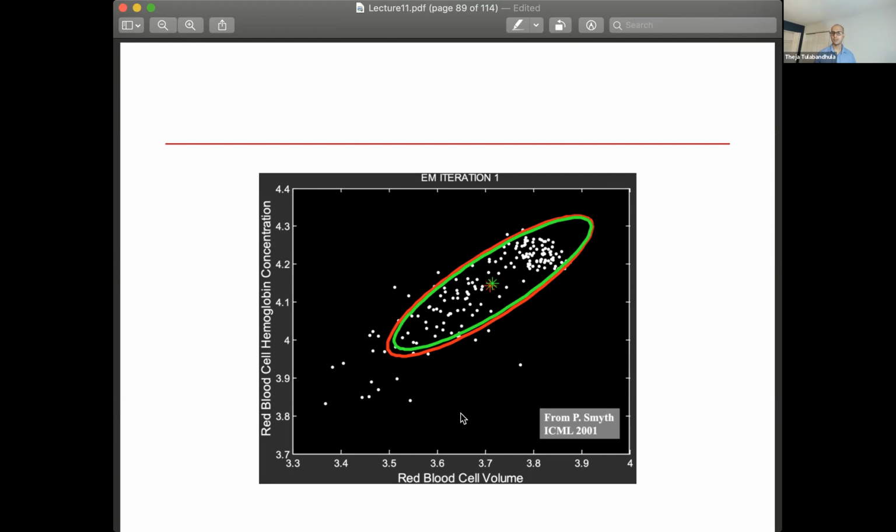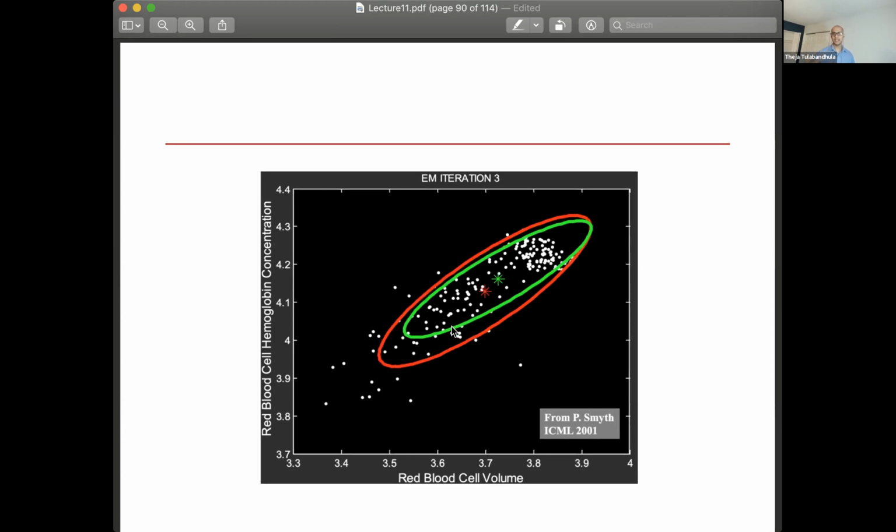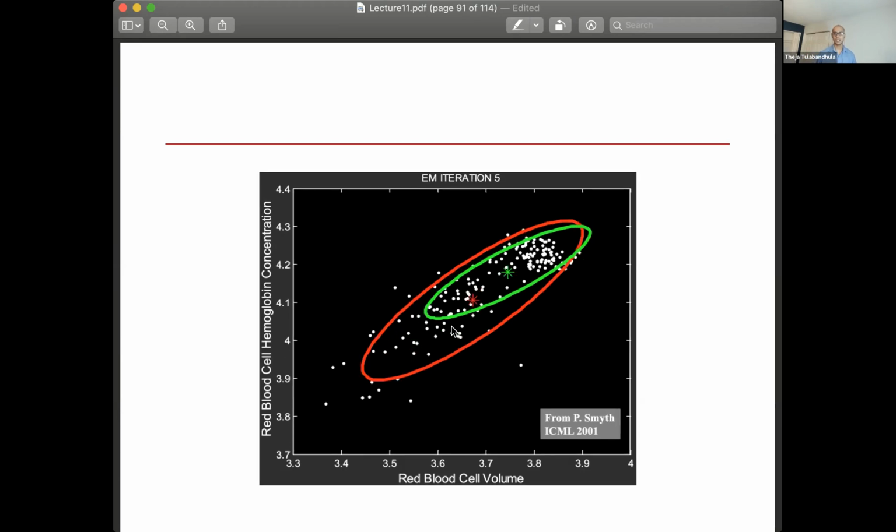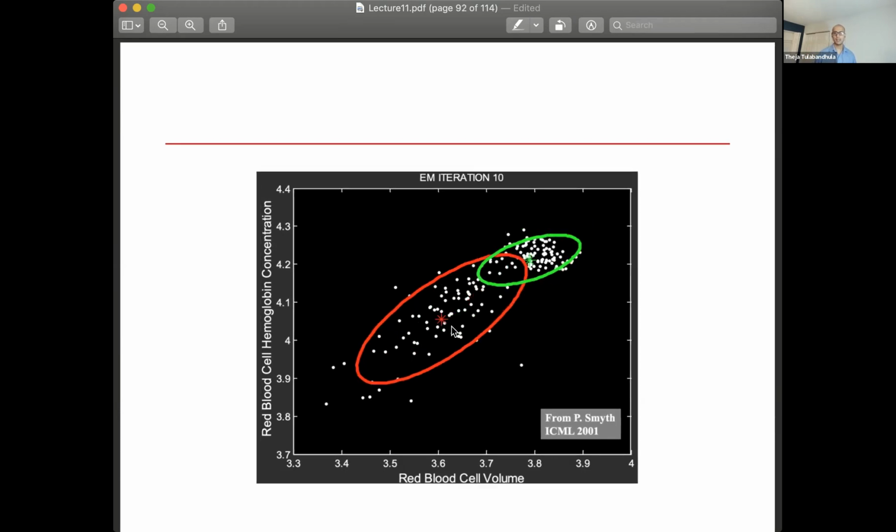So we chose the number of components to be 2 here, and so the green and the red show two different components that are pretty much overlapping with each other. And as the EM iterations proceed, third iteration, these two components look like this, fifth iteration, they look like that. And you can see by the 10th iteration, the two components overlap. Okay, so these two are Gaussian components that overlap.